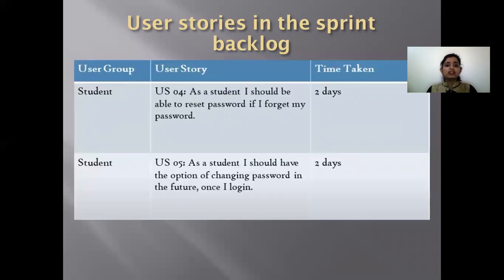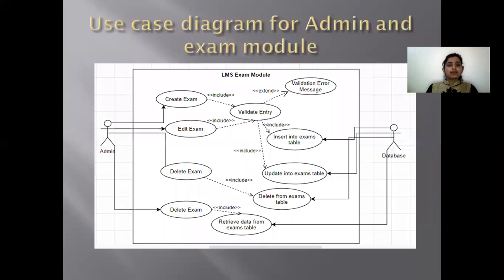The next user story that we have is the student should be able to reset the password if he or she forgets, and it has taken 2 days. The last user story of student and the user story in the sprint backlog is that students should be able to have the option of changing password if they are not comfortable with the password as admin and teacher. So this is the last user story, and it has taken 2 days.